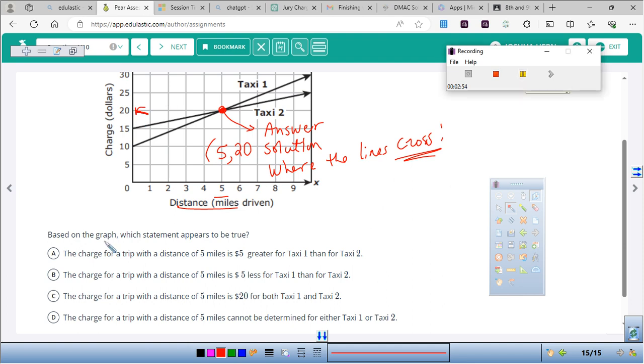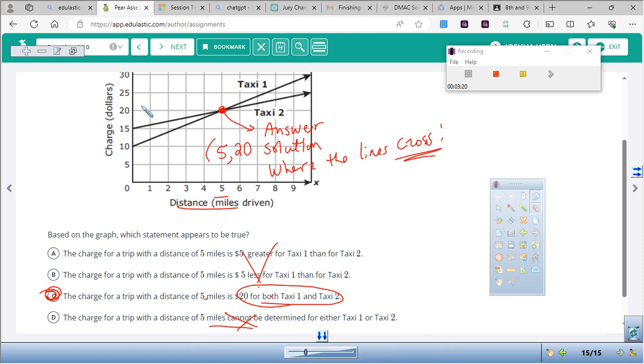So let's look at this one. The trip for 5 miles is greater than $5 greater for 1 and 2. So 5 miles. No, 5 miles are equal. So anything that's greater or less, these two are out. At 5 miles at 20, yes, this is exactly for both of them. So we're going to go with C. It says you cannot determine. No, you can determine. At 5 miles, they're both at the exact same 20 charge.